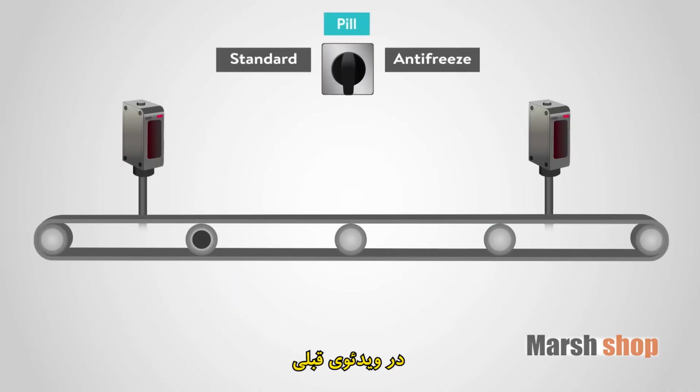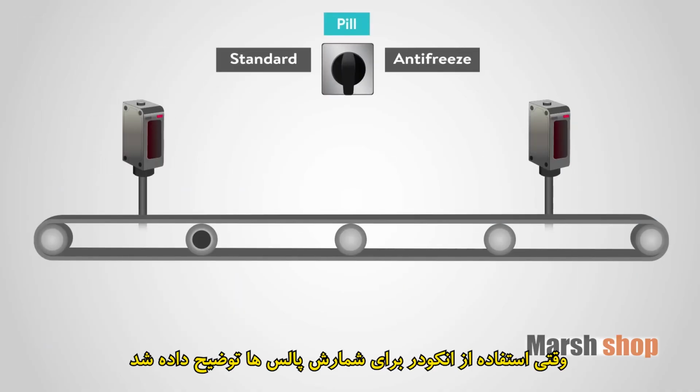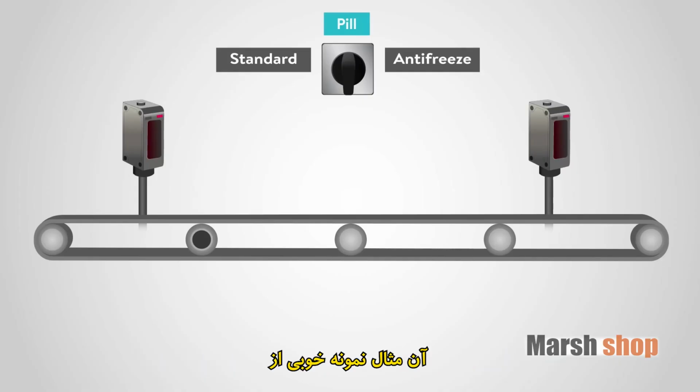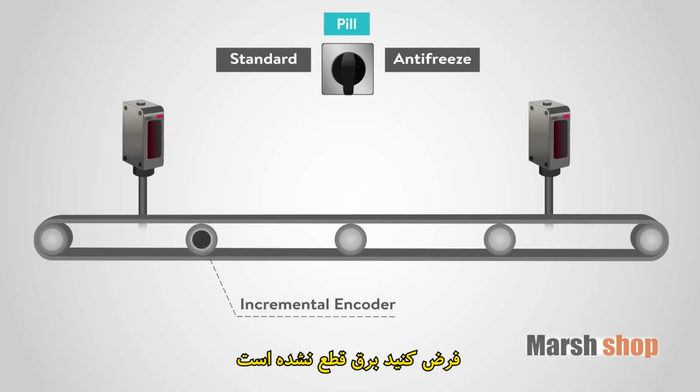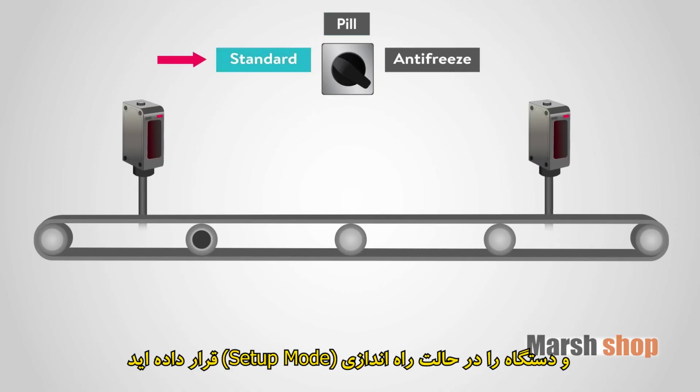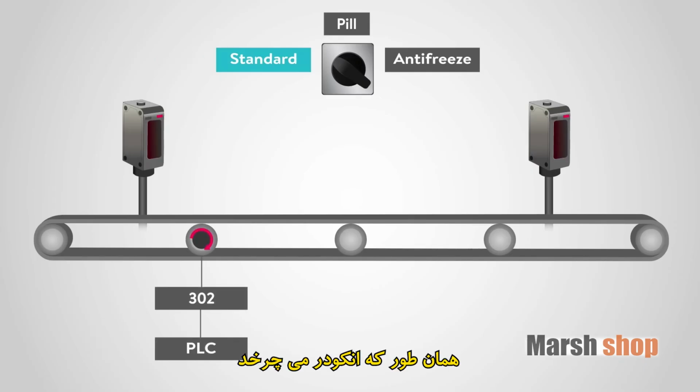In the previous video, when describing the use of an encoder for the purpose of counts, that example is a good example of an incremental encoder. Assume that the power has not been disrupted, and you have turned on the conveyor and placed the machine in setup mode. As the encoder is turning, the controller is receiving counts. Let's say the count range is 0 to 10,000. This is an incremental encoder, so the absolute position is not known. We just know that a full revolution of the shaft registers a count of 10,000.